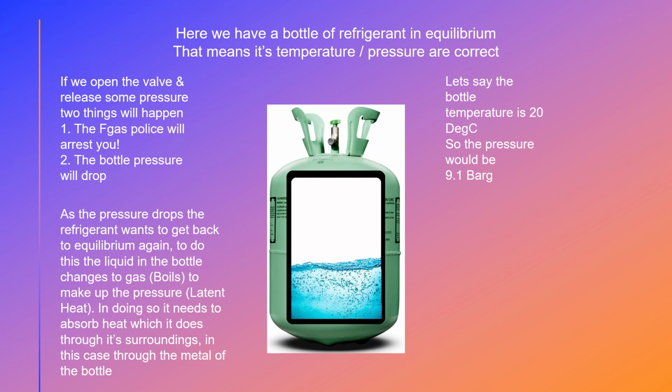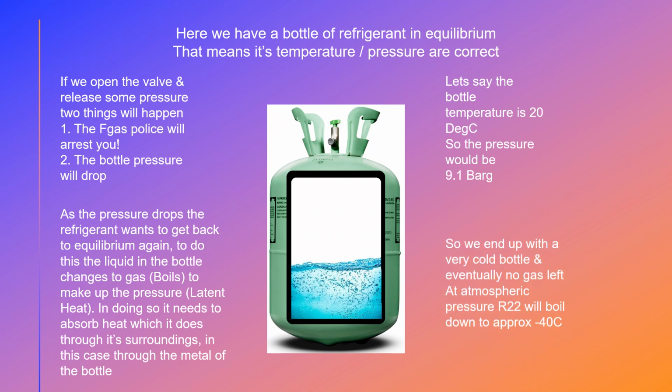Now, as the pressure drops, the refrigerant wants to get back to the equilibrium again. It wants to get back to its temperature pressure relationship. Now, to do this, the liquid inside the bottle changes to gas, i.e. it boils, to make up the pressure by latent heat. In doing so, it needs to absorb heat, which it does through its surroundings, and in this case, through the casing of the metal of the bottle. So, we could end up with a very cold bottle and eventually no gas left.